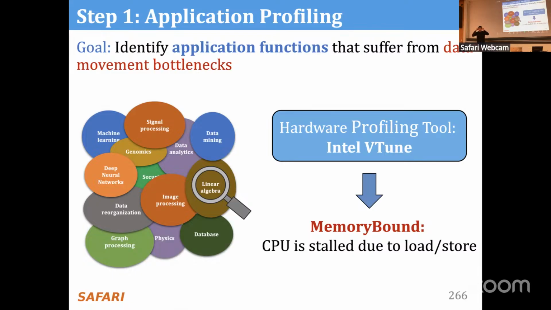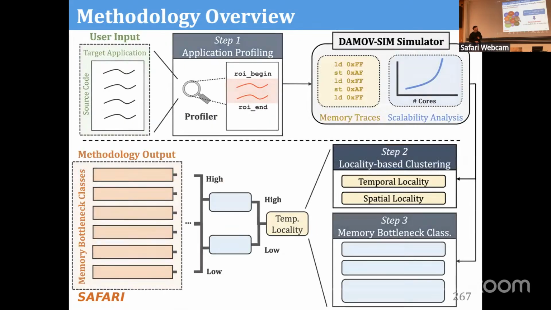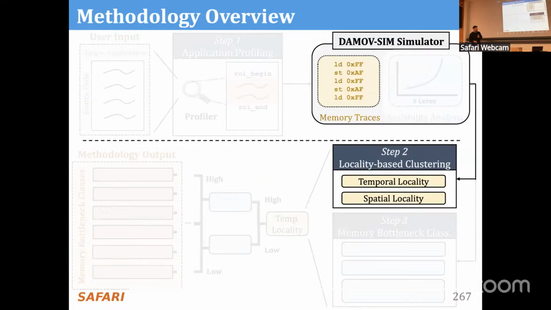So in the first step, we use some profiling tool to allow us to figure out which functions of the applications are actually interesting for us to look at, because we did this study over 300 plus applications. If you look at every single function in those 300 applications, we had 77,000 functions. It's too much for the design space. So this is mostly a filtering step.